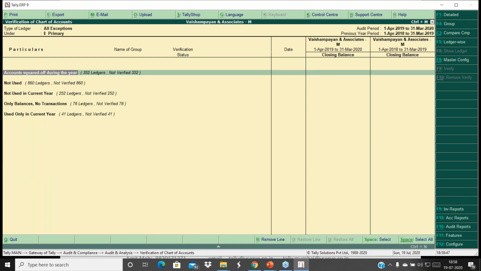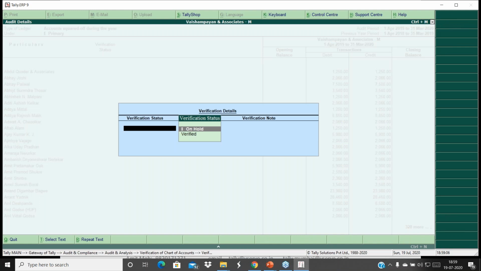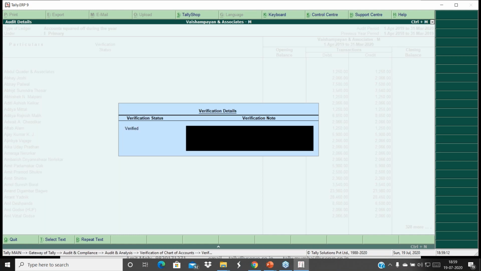So now I have this account squared off during the year. I can press space bar and I have an option here to verify, and I say I'm verifying it. So I can either say verified, or I've kept it on hold, or I can put it as verification note.